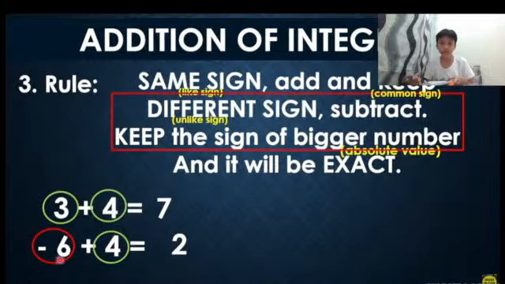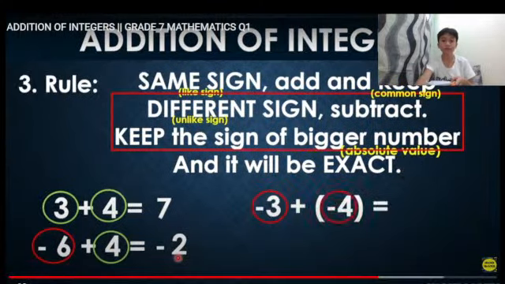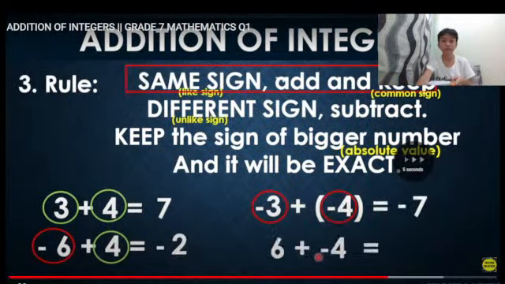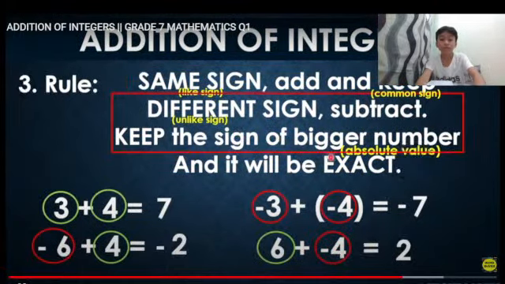When we take the absolute value, this is 6 and this is 4. So this one is bigger. Now, what is the sign of this? Negative. So that is the sign we will copy. Oh, both are negative. That is negative plus negative, in fact. Then keep the sign of B.